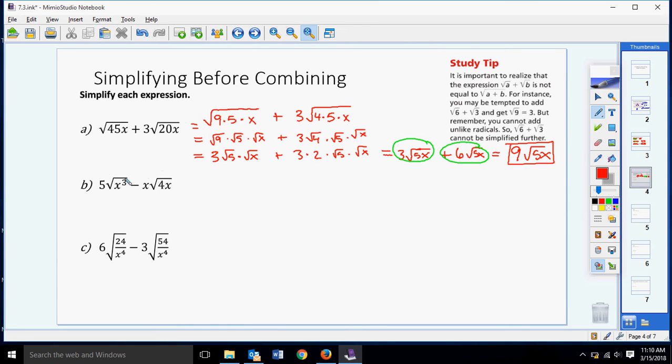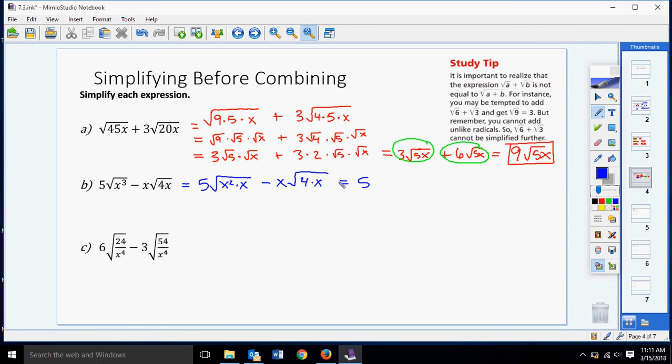Down here, I'm going to do the same thing. I'm going to look for perfect squares. So it's 5 times the square root of x squared times x, because I can write x to the third as x squared times x. Over here, I'm going to rewrite my radicand as 4 times x and simplify this.